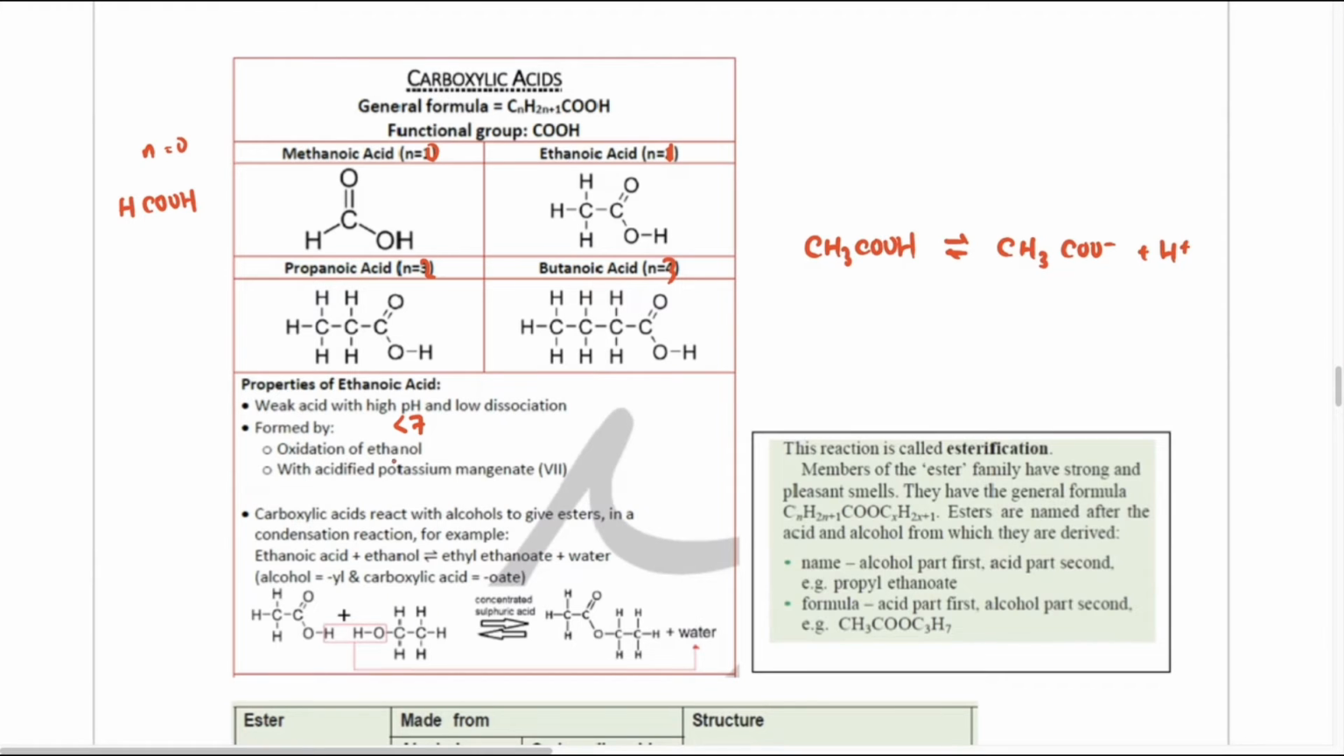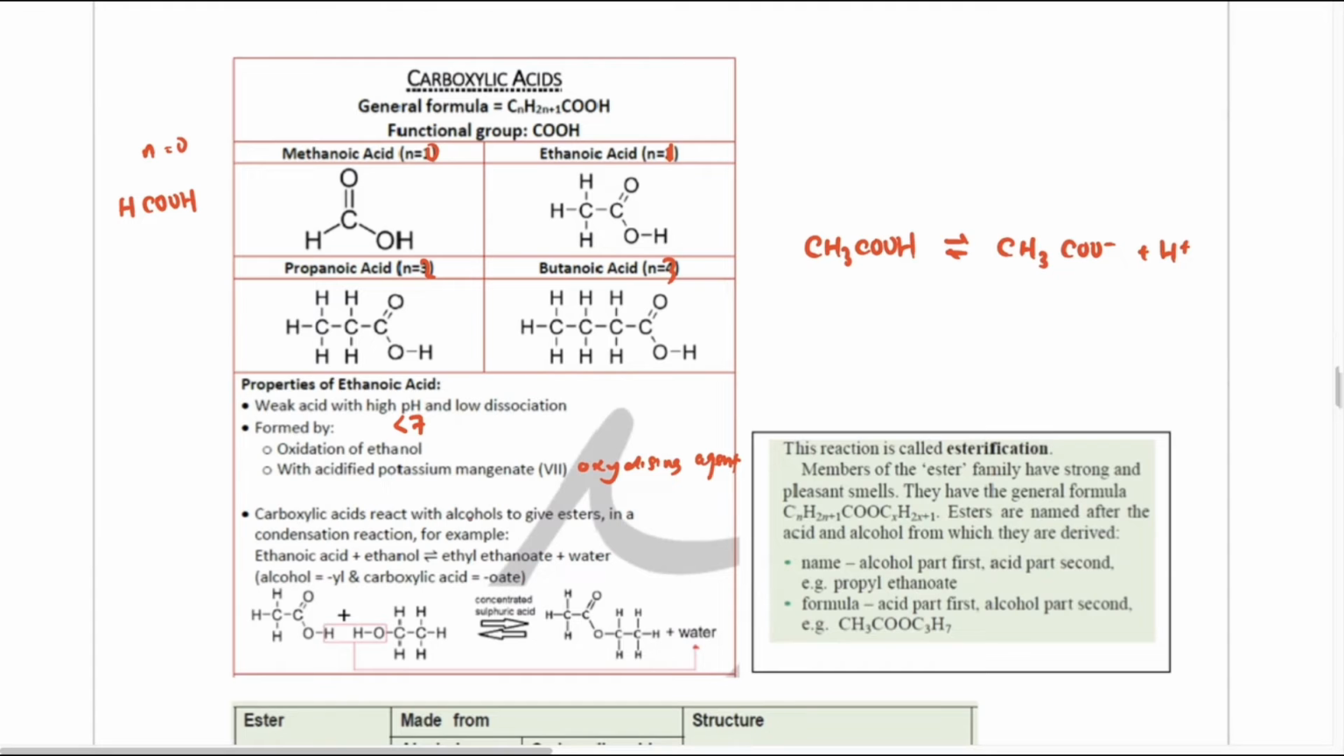Formed by oxidation of ethanol. So oxidation of ethanol will form ethanoic acid, with acidified potassium manganate 7. This is an oxidizing agent which oxidizes ethanol to ethanoic acid. And we need to know this oxidizing agent is purple. So once you use it to oxidize ethanol to ethanoic acid, it will change into colorless.